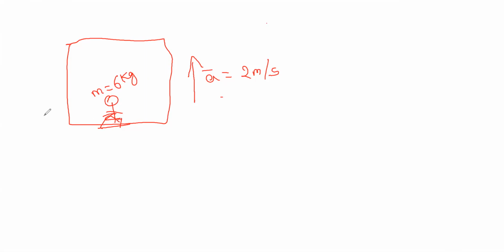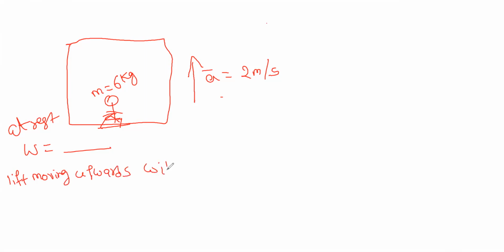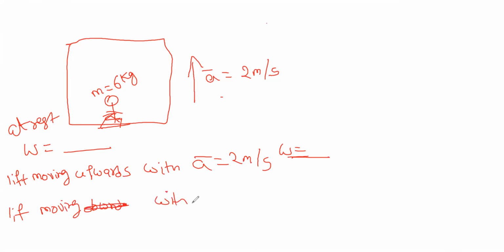Okay. Now, if the lift is at rest, then what will be the weight of the person? And if the lift is moving upwards with acceleration of 2 meters per second, then what is the reading of the weighing scale? And when the lift is moving downwards with the same acceleration of 2 meters per second square, what is the reading in the weighing scale?